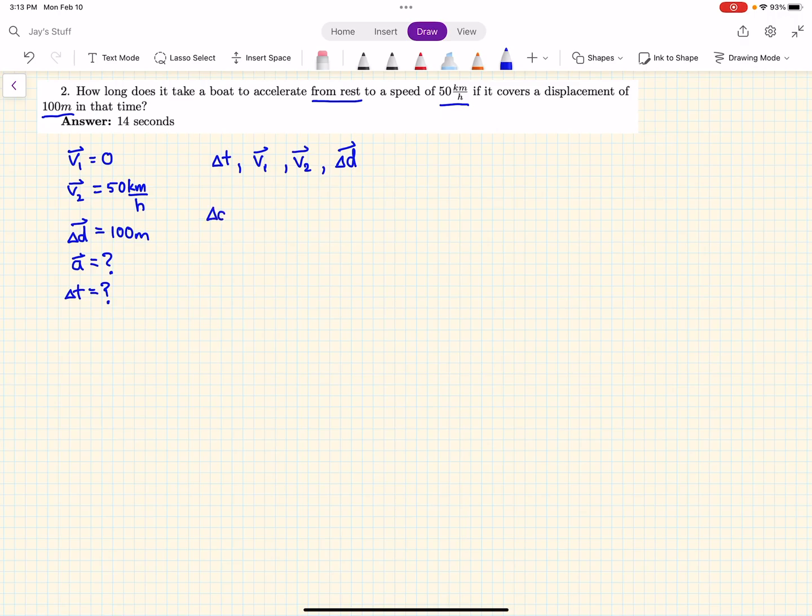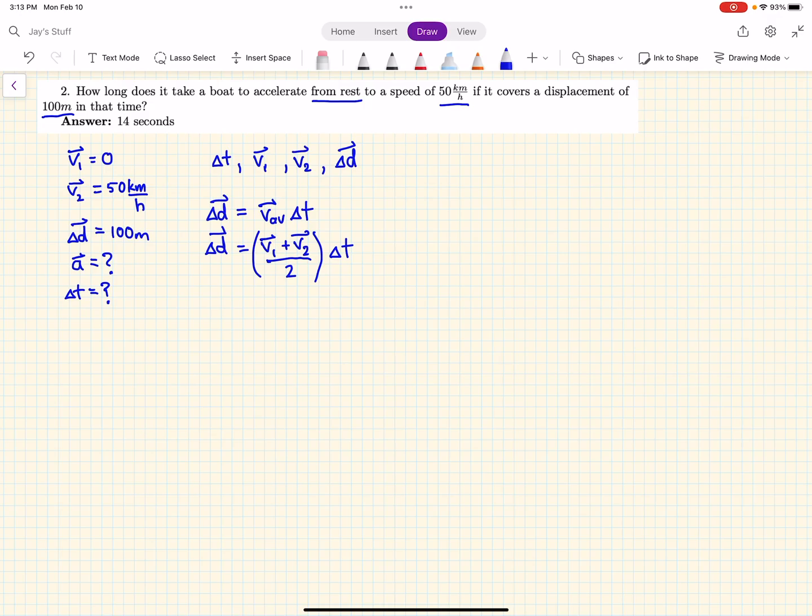So we need to find an equation that has those things in it. And we have one. Delta D equals V average times delta T. And V average can just be written as V1 plus V2 divided by 2 times delta T equals delta D.